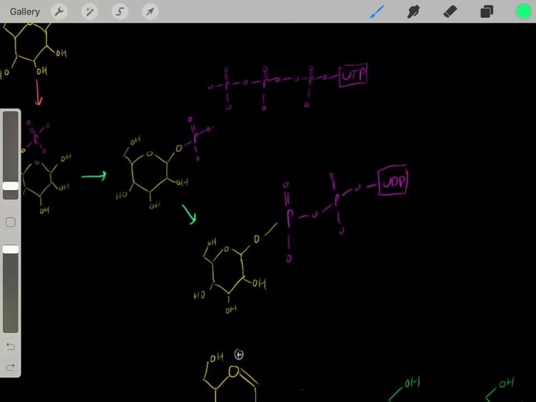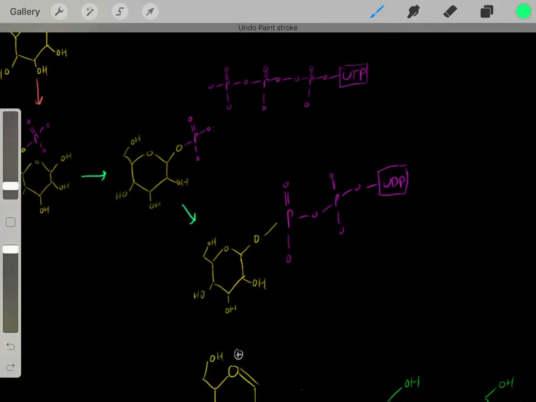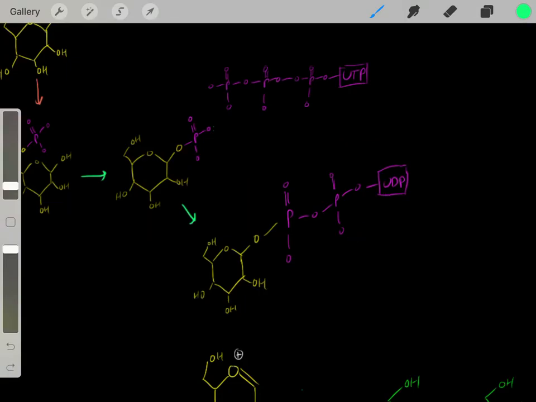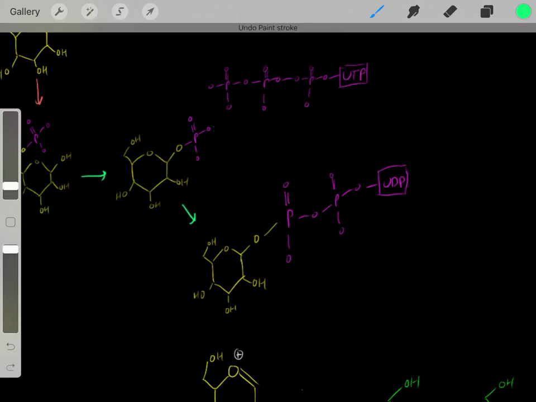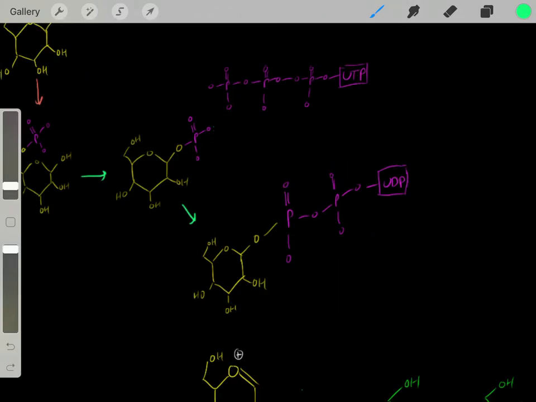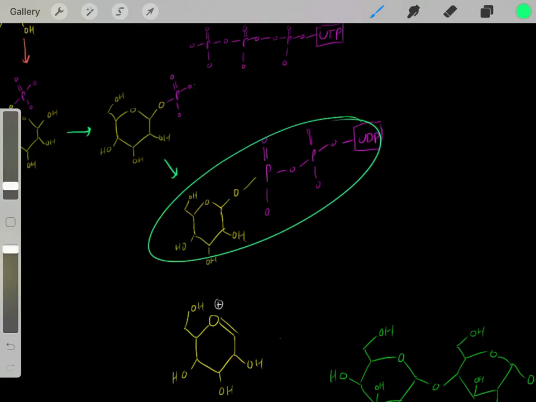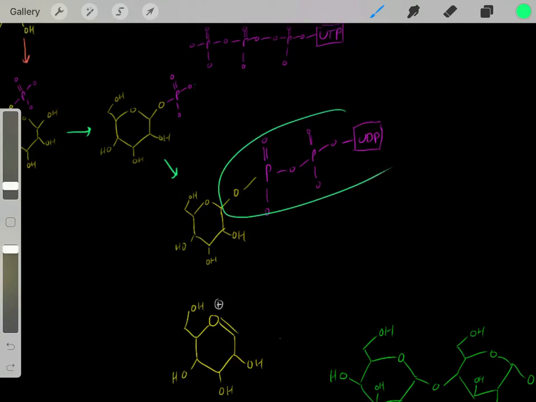So now we've created this compound, and we've hydrolyzed one of these bonds, so we used some of the energy in this UTP. So why do we go through that? Why do we use some of these high energy bonds to create this compound? Because once we create this compound, notice we have a very strong leaving group.